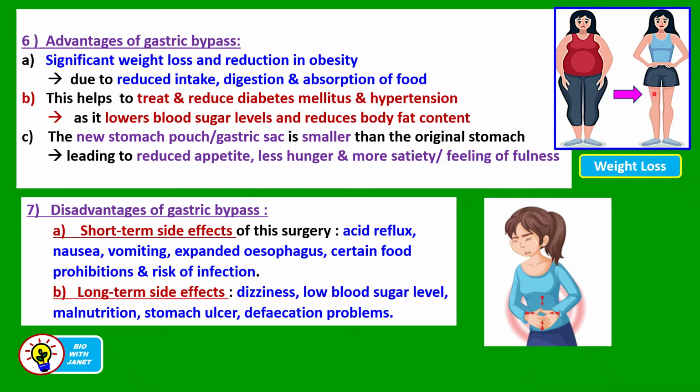Now, disadvantages. The gastric bypass surgery has short-term side effects, such as acid reflux, where the gastric acid will flow upwards into the esophagus from the stomach, nausea, vomiting, expanded esophagus, certain food prohibitions, meaning the patient cannot eat certain foods, and risk of infection. Long-term side effects are dizziness, low blood sugar levels, malnutrition, because there will be less food intake already, so it may cause lack of nutrients in the body, and then stomach ulcer and defecation problems.